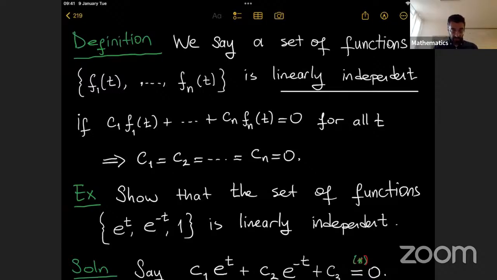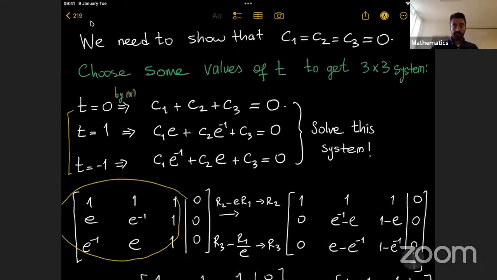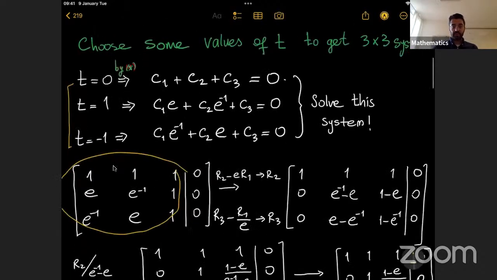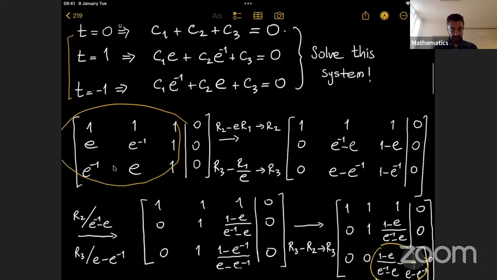You could also, instead of row operations, check the determinant of this matrix. The determinant of this matrix will be non-zero. That means this matrix is invertible, and C1, C2, and C3 must be zero. You could also do that instead of elementary row operations.